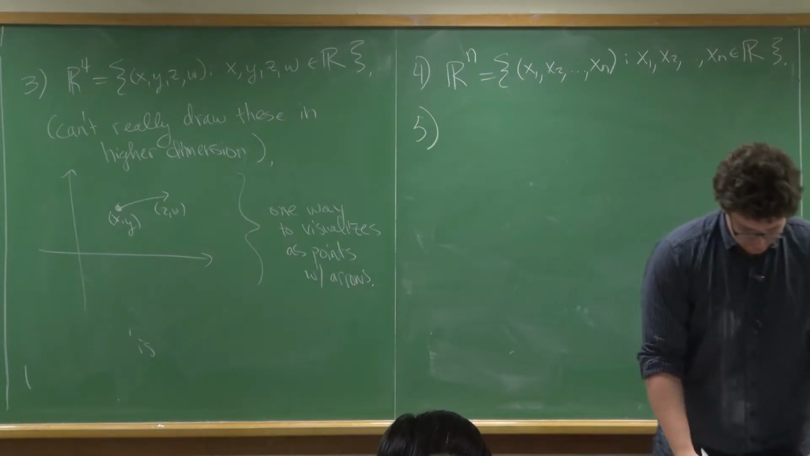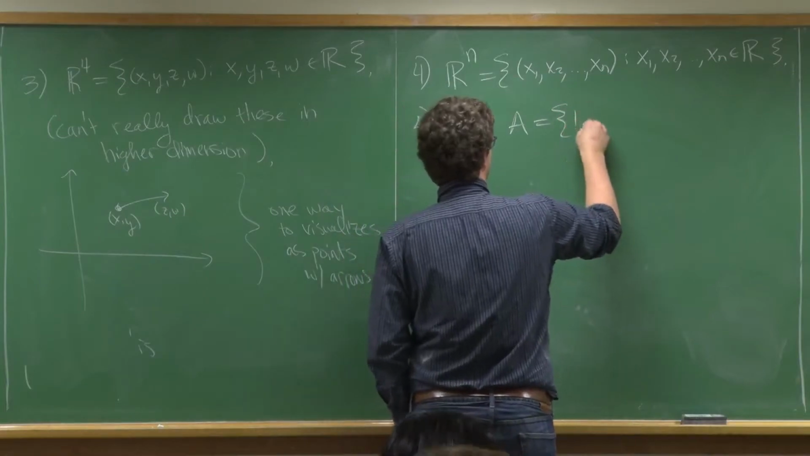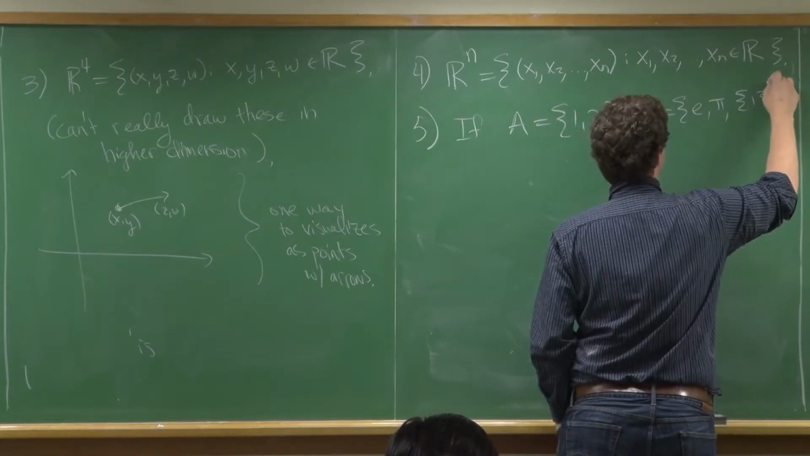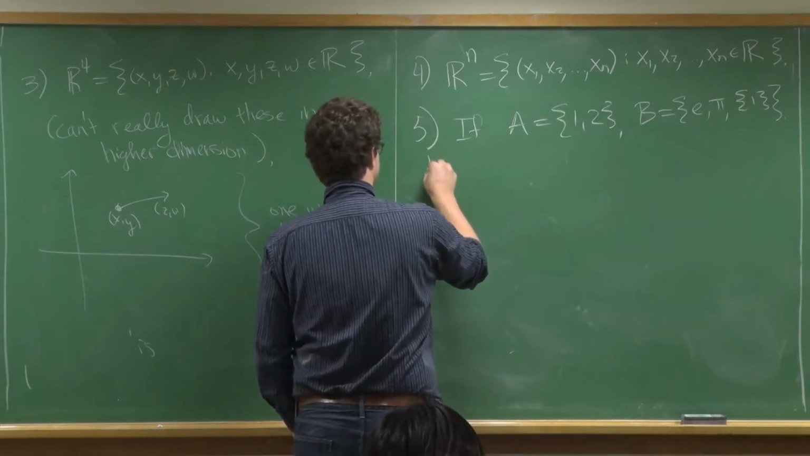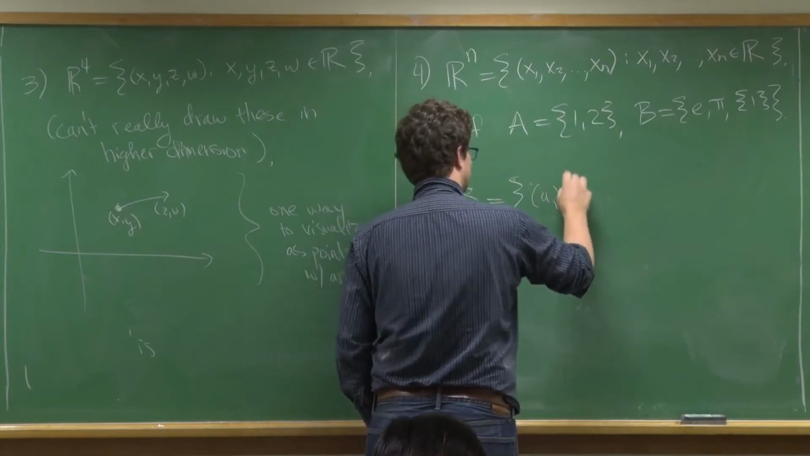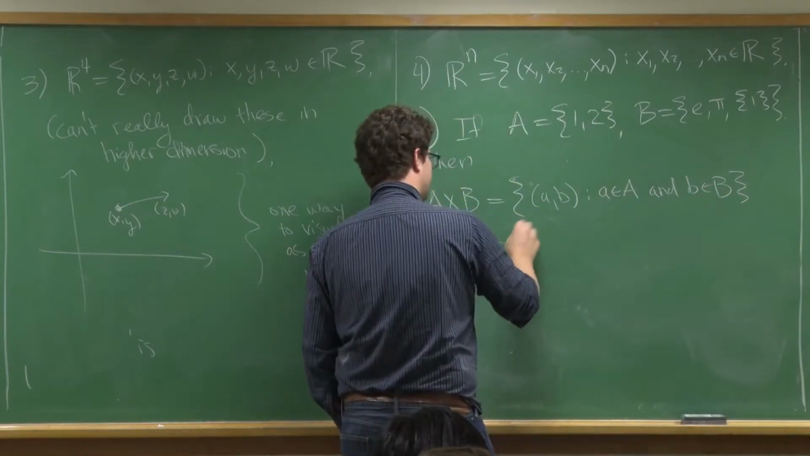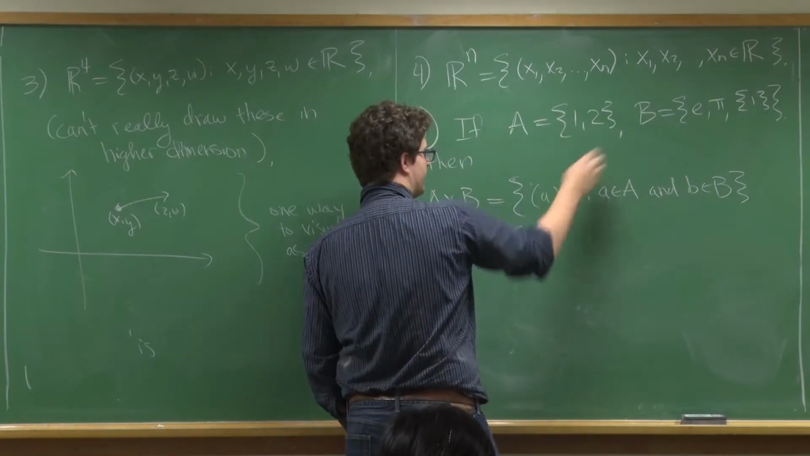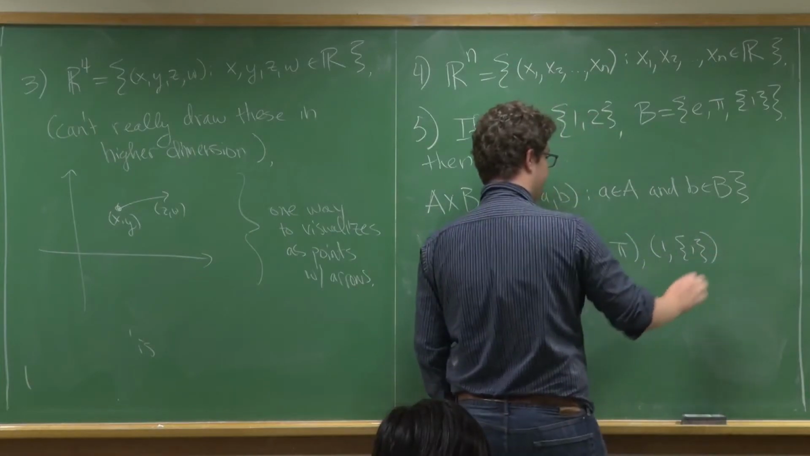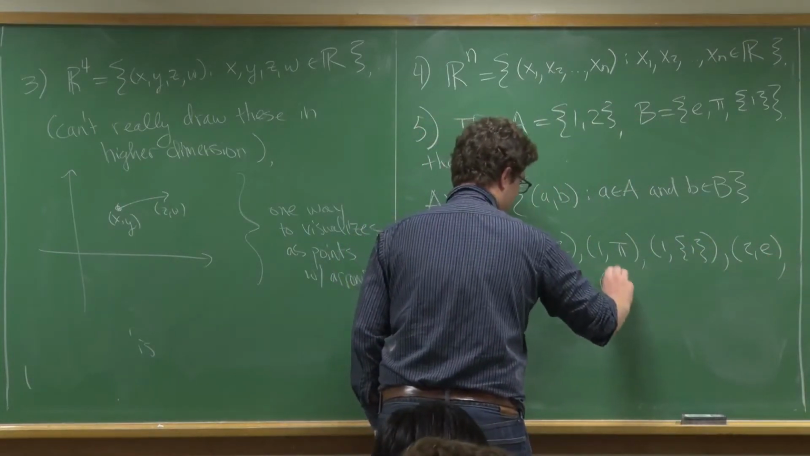If A is the set 1, 2, and B is the set e, pi, and then we'll do the set {1} like this, then A cross B is the set of (a, b) where a is in A and b is in B. We take one from A and then the other one from B: (1, e), (1, pi), (1, {1}), and then we have (2, e), (2, pi), and (2, {1}).